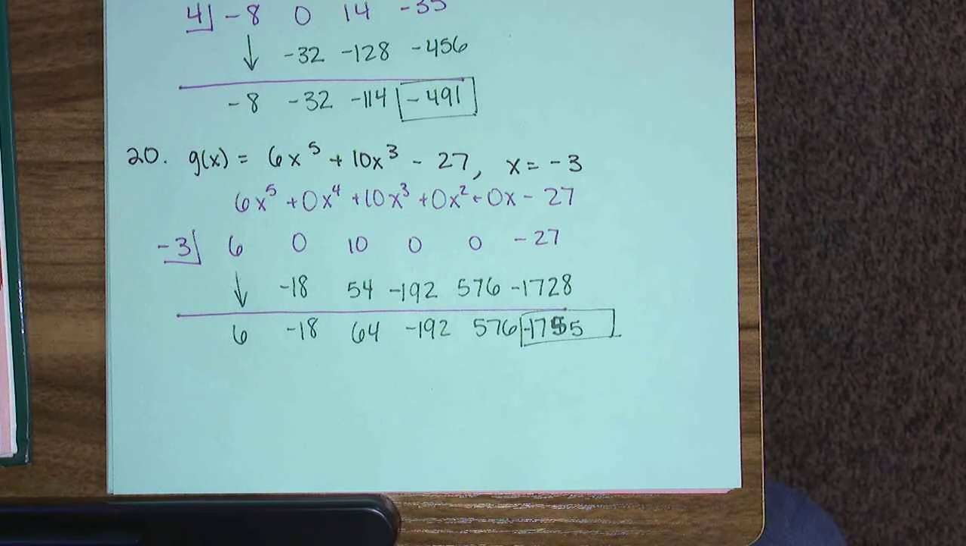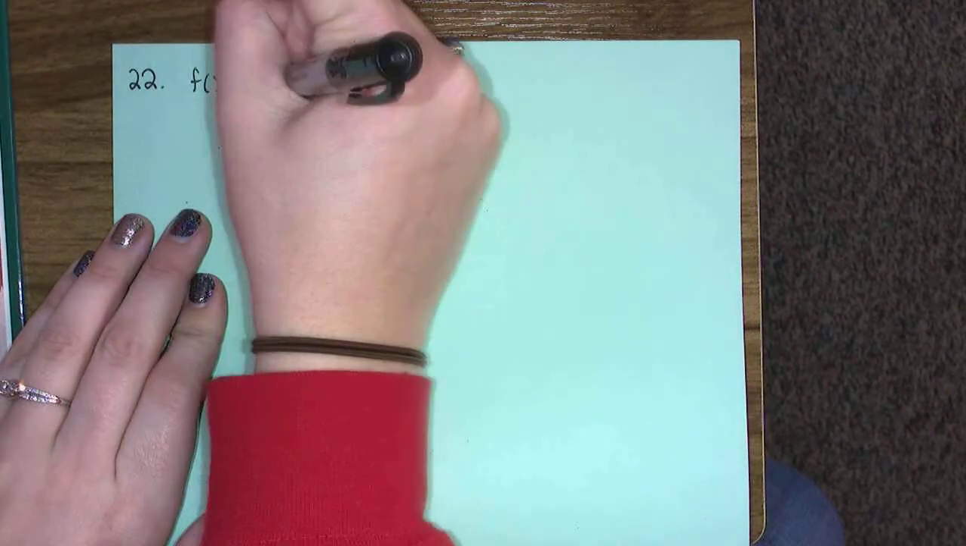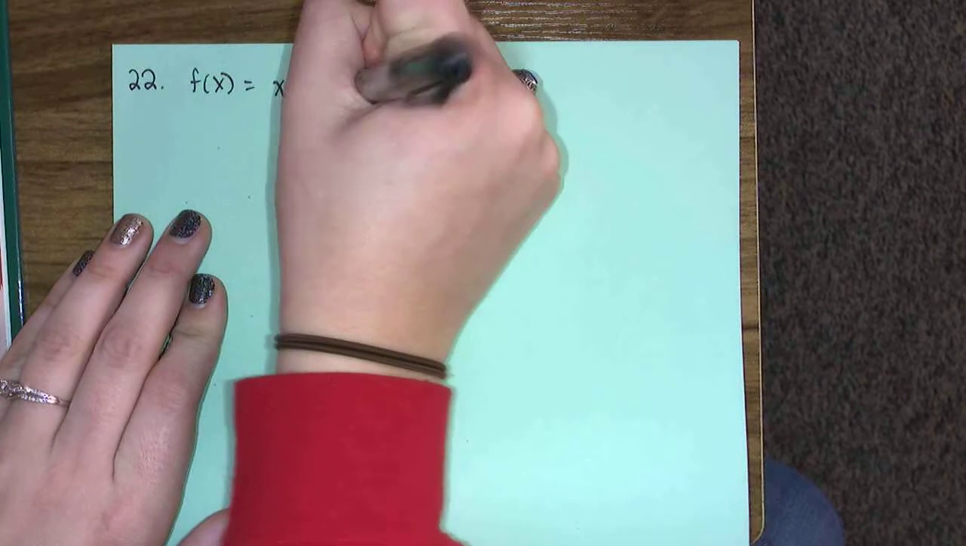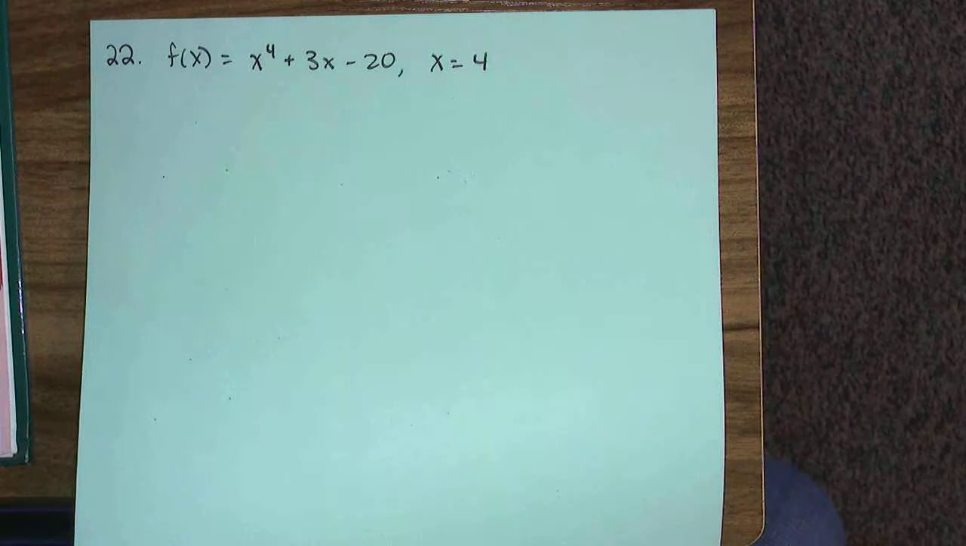Alright, let's try one more, and then I'm going to give you guys a couple to add on to the problems you were working on yesterday, and then I'll create a tab for you to upload all of it together. Alright, so number 22, f of x is equal to x to the 4th plus 3x minus 20. x is equal to 4. So I want you guys to try this one as well.